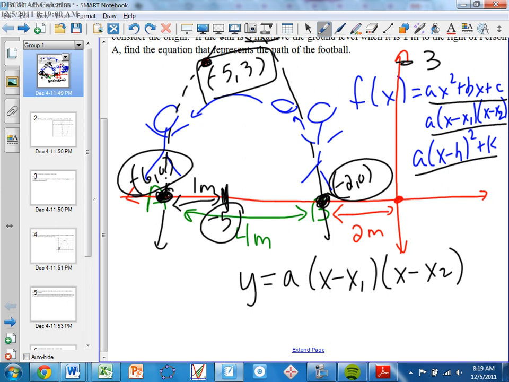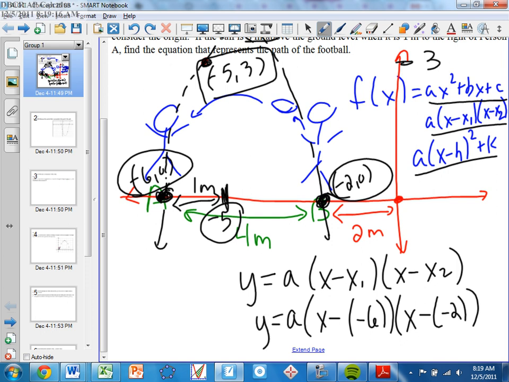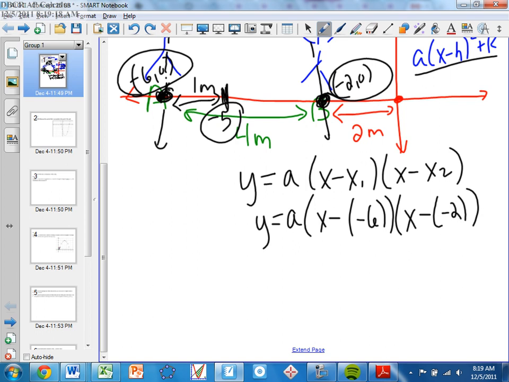So I can immediately plug in those values. So here, I'm going to have x minus negative 6, x minus negative 2. And I know you can just make it a plus, so if you want to do that, go ahead. I'm just trying to show all the steps for the first example.